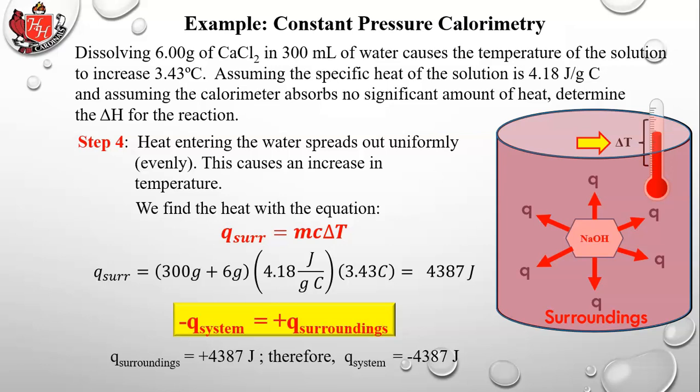And so down there at the bottom, we say Q surroundings is 4,387, and the Q of the system is negative 4,387. Again, the negative sign just means that the heat is coming out of the chemical bonds.